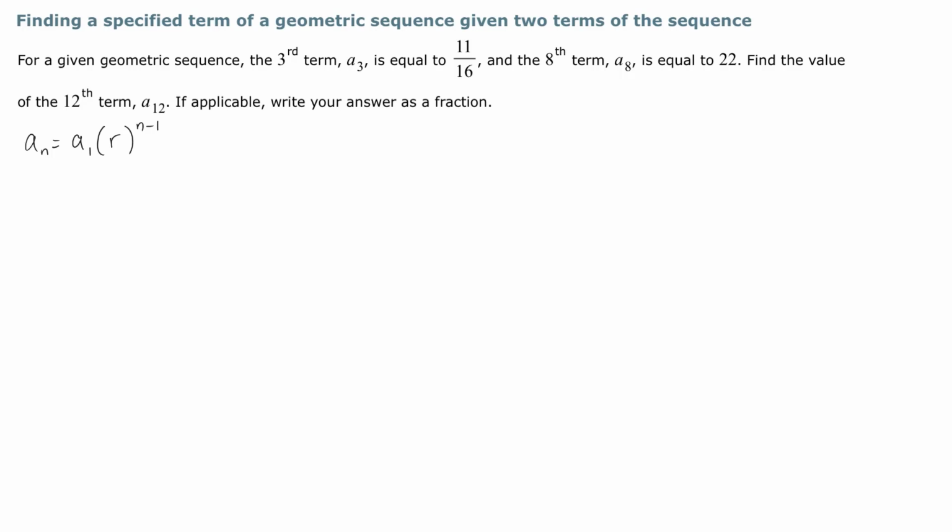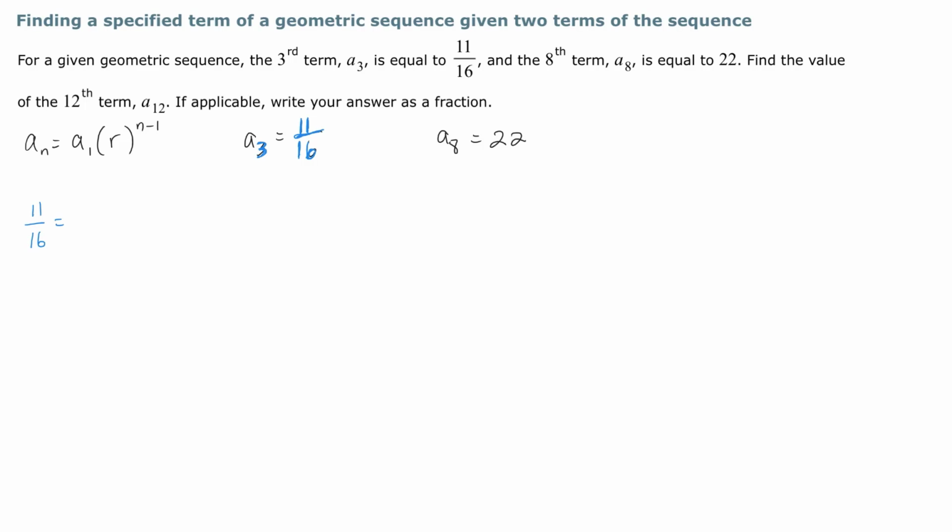We don't have the common ratio. We don't even have the first term. We do have a sub 3. A sub 3 is the third term, which is equal to 11/16. A sub 8 is equal to 22. So why don't we use these input and output values to figure things out? So I'm going to highlight this. This is 11/16, and that occurs when n is equal to 3. So we're going to put 11/16 here, which is the output.